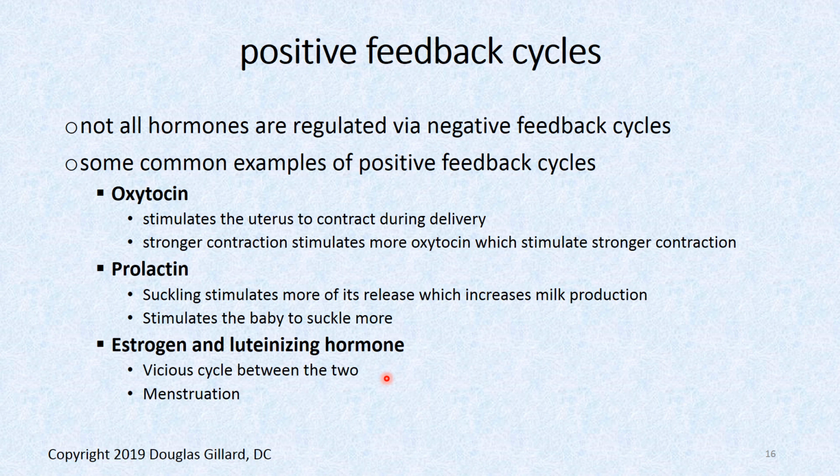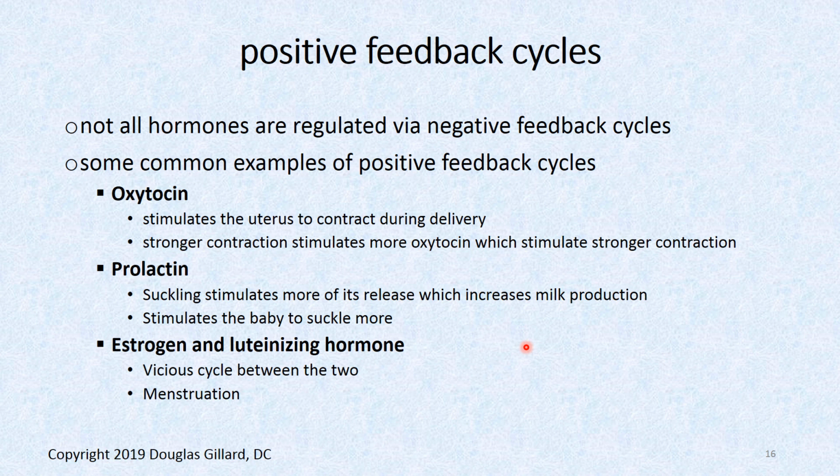Prolactin is another one. The baby suckling stimulates the release of more prolactin, which makes more milk, and that makes the baby able to suck harder and longer, which stimulates more prolactin, and so you get a positive feedback cycle. And then there's the interplay between estrogen, which stimulates the release of luteinizing hormone, which stimulates the release of more estrogen. That's part of the menstruation cycle, right? And that's another example.